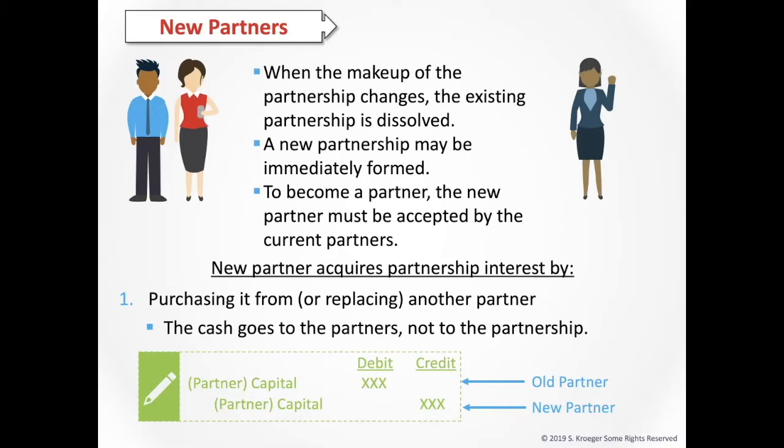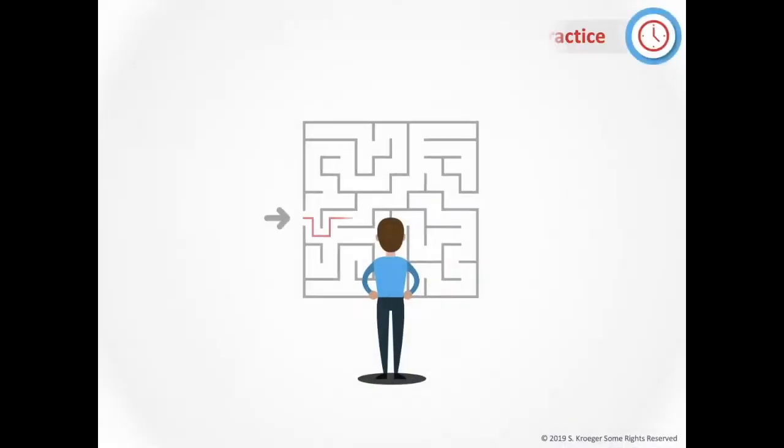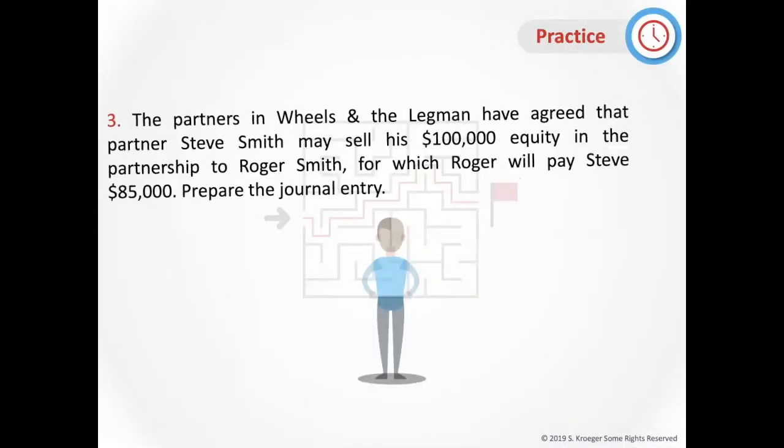The capital account that gets the credit will be the new partner for the amount that's being replaced with the old partner. For example, if partner A is being removed and they had a $100,000 capital, we'll add partner B with that $100,000 capital account. Let's do a practice problem with this. This is the next one on your classwork, number 3.